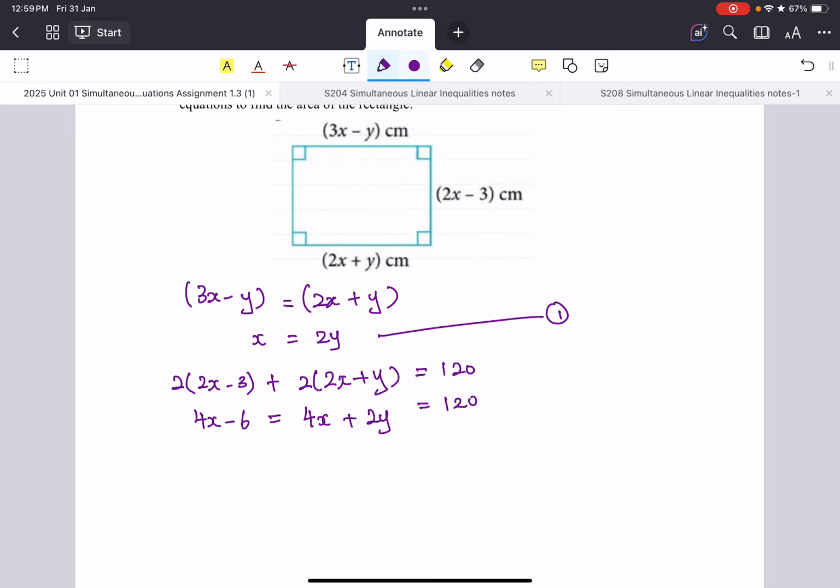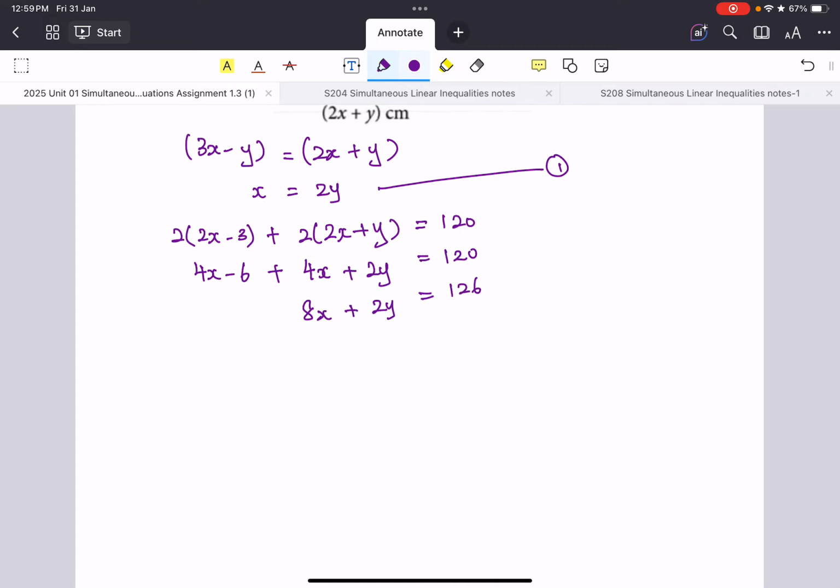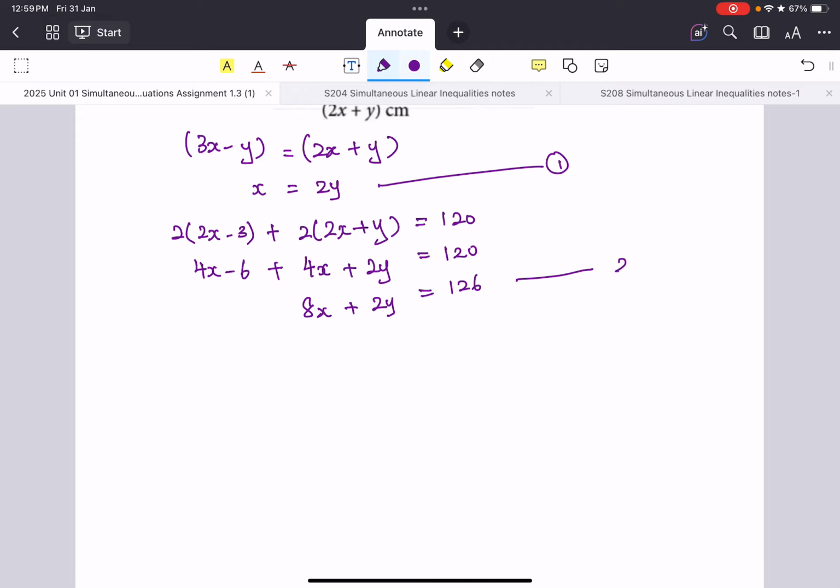Wait, I keep writing stuff wrongly. This is not equal, this is plus, right? Then continue to simplify. 8x plus 2y is equals to 126. So from here, we can call this equation 2.